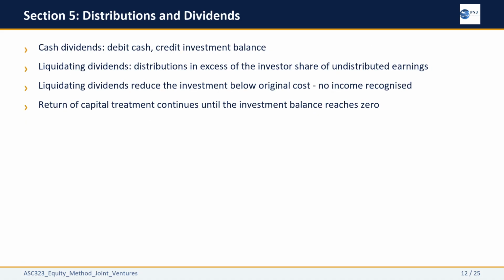Dividends from an equity method investee always reduce the investment balance, never income. A special case is the liquidating dividend, where the investee distributes more than the investor's share of its cumulative undistributed earnings. When that happens, the excess reduces the investment below original cost, but is still not income. It remains a return of capital until the balance reaches zero.